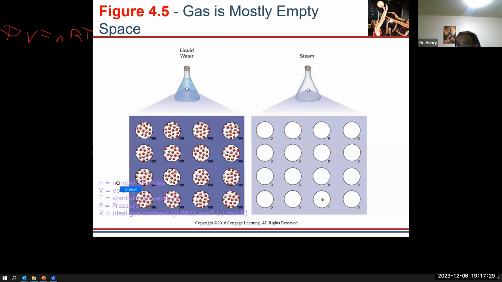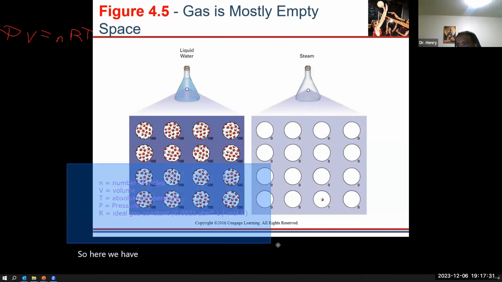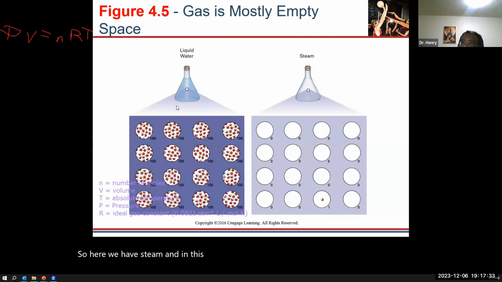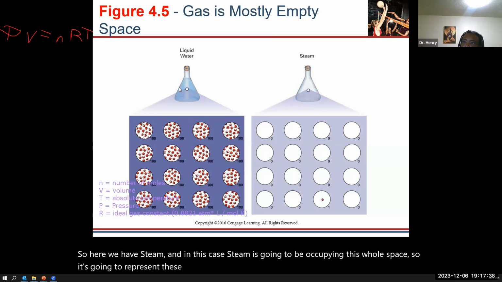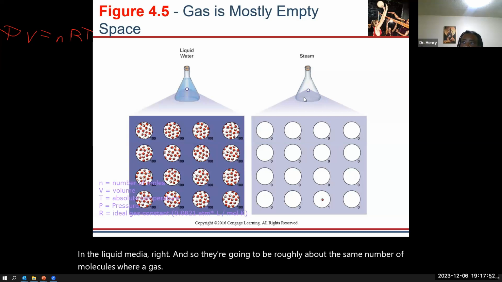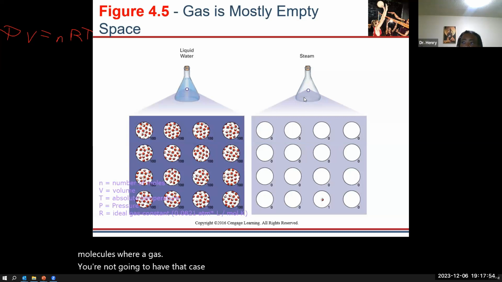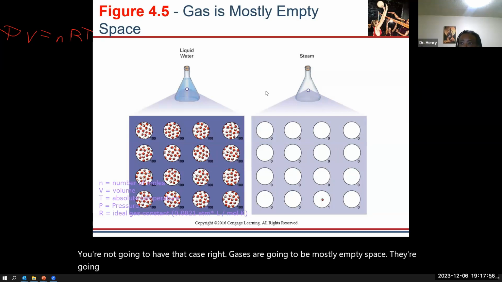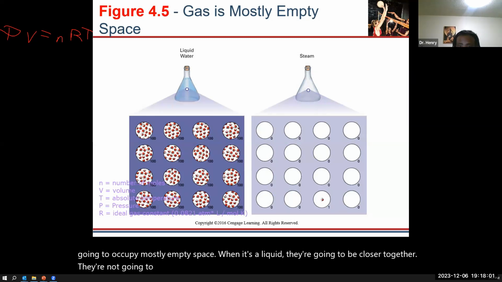So here we have steam. And in this case, steam is going to be occupying this whole space. So these little circles are going to be little circles that are moving along the area in the liquid media, right? And so they're going to be roughly about the same number of molecules. Where a gas, you're not going to have that case, right? Gases are going to be mostly empty space. They're going to occupy mostly empty space. When it's a liquid, they're going to be closer together. They're not going to occupy mostly empty space.